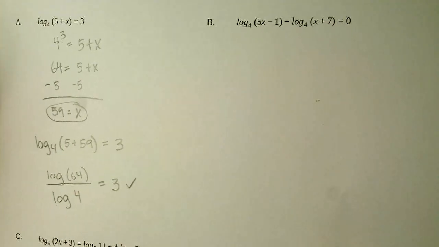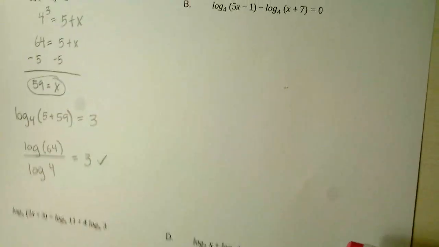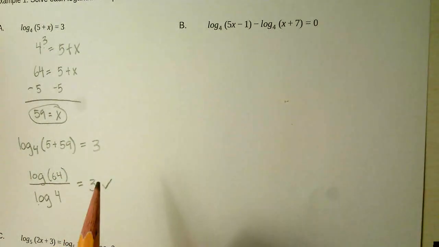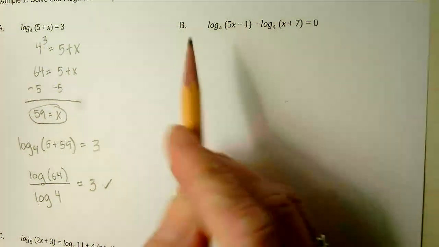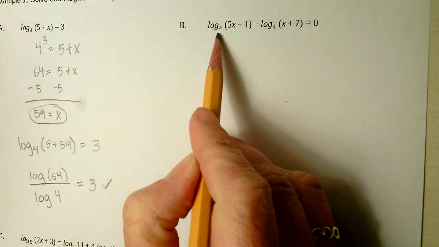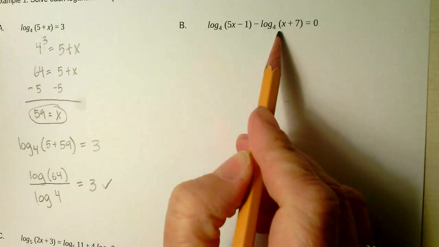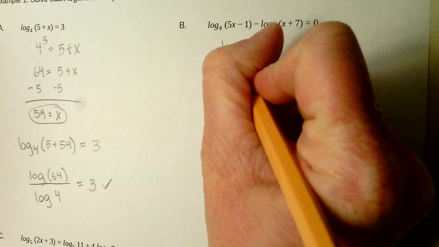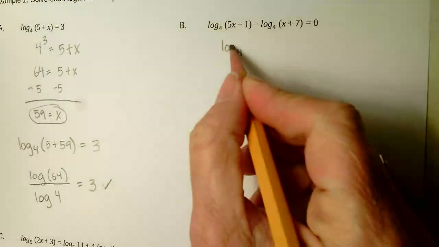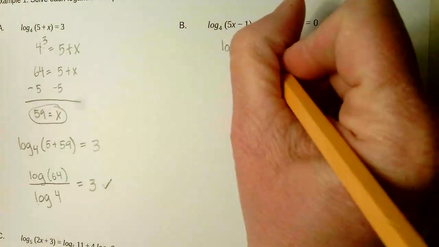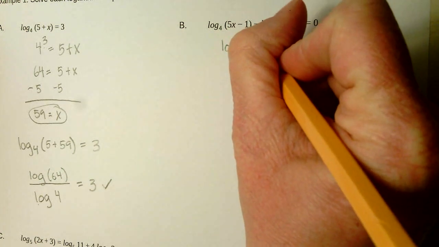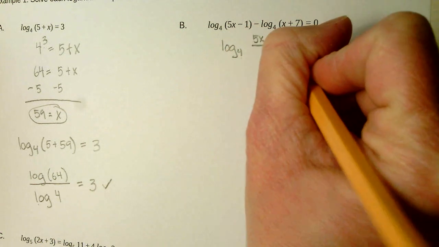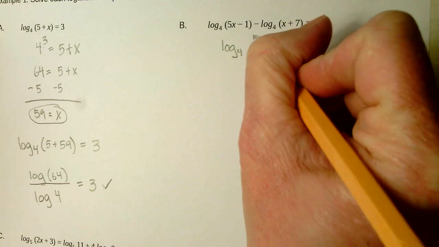For part B, this is more complicated. We are going to use the properties of logs to simplify. You want to notice that both of the log expressions have the same base. They're being subtracted, so that means we can condense our log expression to be the log with the same base 4 of the quotient, with the first argument as the numerator and the second argument as the denominator.